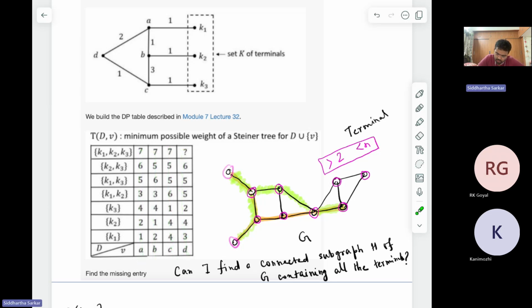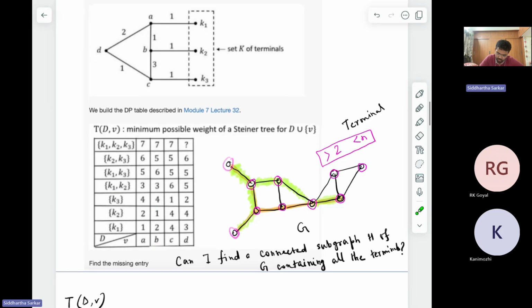And then the question is: what is the minimum possible weight of a Steiner tree when you intend to make sure that this subset D of terminals along with this non-terminal are connected? When I'm looking at this entry, it corresponds to the question that you want to make sure that K3 and B are connected. If you are willing to ensure that K3 and B are connected, then what should be the weight of the tree? 3 plus 1 is 4. So that is the meaning of this entry.